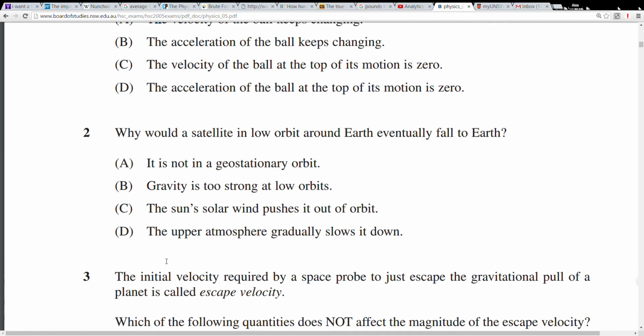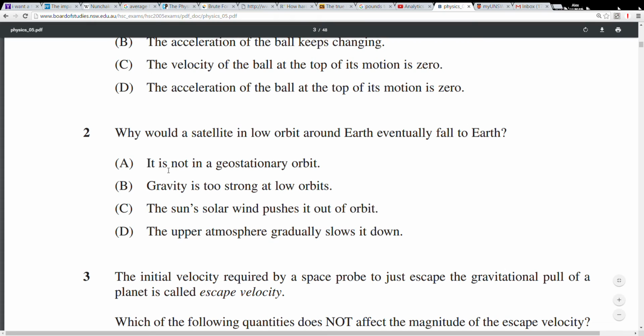Question number 2. Why would a satellite in low orbit around Earth eventually fall to Earth? It's not a geostationary orbit. Well, that's not part. Gravity is too strong at low orbits. No, that's not true. Well, it's not too strong.